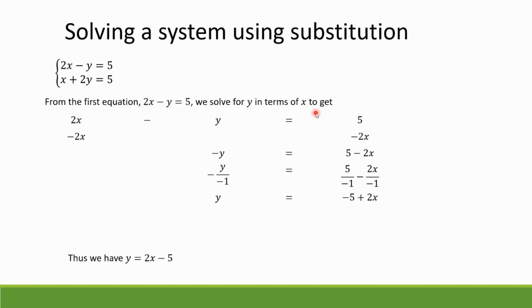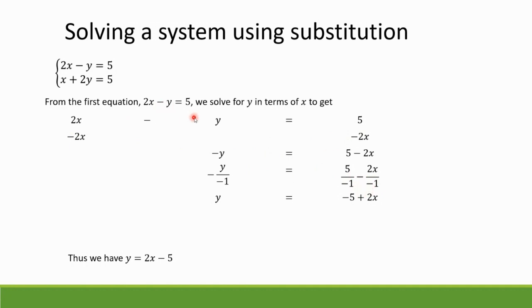We have 2x minus y equals 5. If you subtract 2x from both sides, we have minus y equals 5 minus 2x. Again, we can solve for y in terms of x. We don't want negative y, we want y, so we can divide everything by -1, and we get y equals -5 plus 2x.